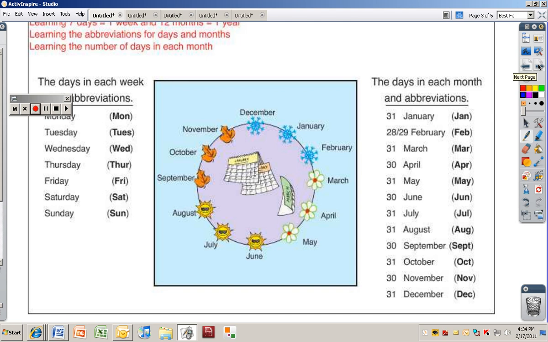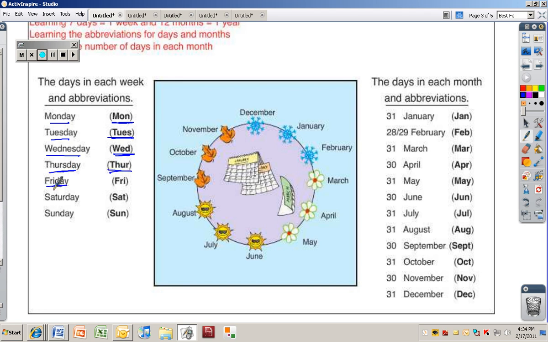Now here's some abbreviations for the days of the week. You can see Monday is abbreviated MON, Tuesday TUES, Wednesday WED, Thursday THUR, Friday FRI, Saturday SAT, and Sunday SUN. You need to know these. We use these a lot in just regular life, and so those are good to know and to memorize.